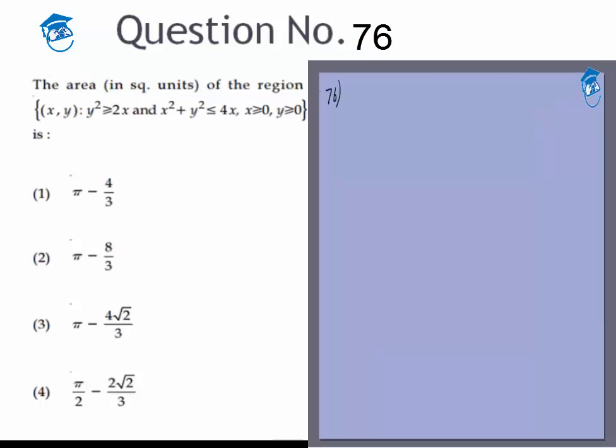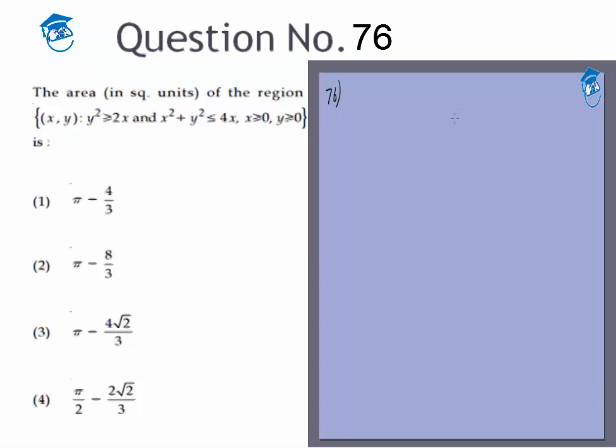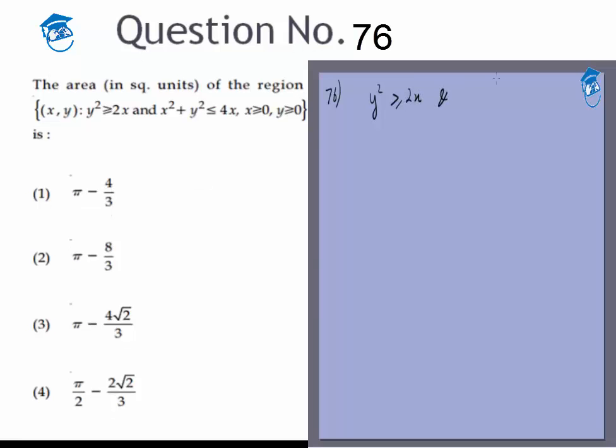Next question. We are given the area in square units of the region XY such that y squared is greater than or equal to 2x and x squared plus y squared is less than or equal to 4x. I'll just write that as x squared plus y squared minus 4x less than or equal to 0. Or I can even write this as (x minus 2) whole squared plus y squared less than or equal to 2 squared, by adding 4 on each side, and y squared is greater than or equal to 2x. These are the two conditions.